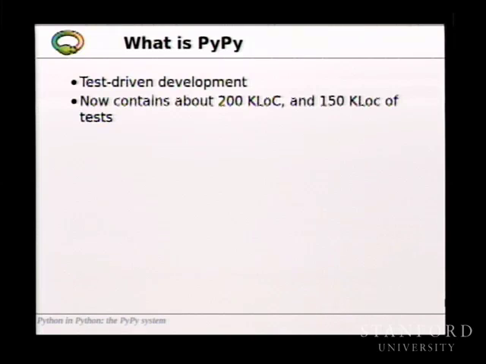The way we develop it is really test-driven. So we have 200,000 lines of code roughly, and 150,000 lines of code of tests.